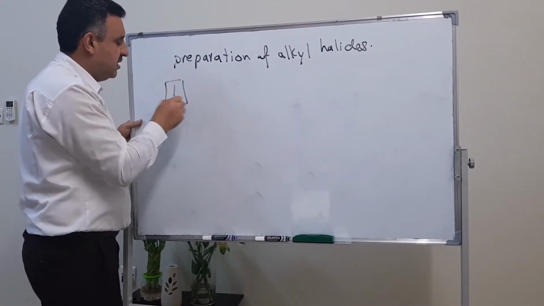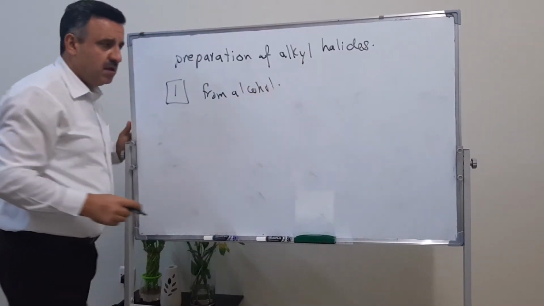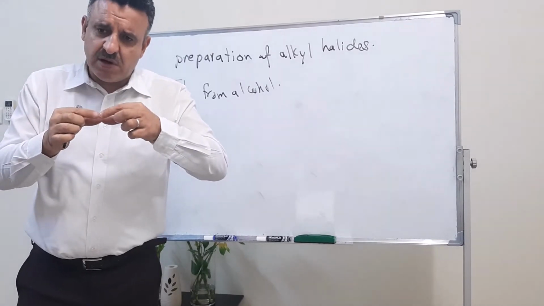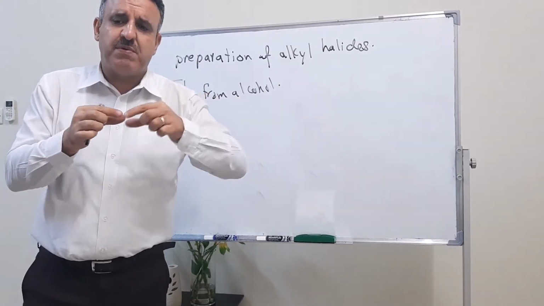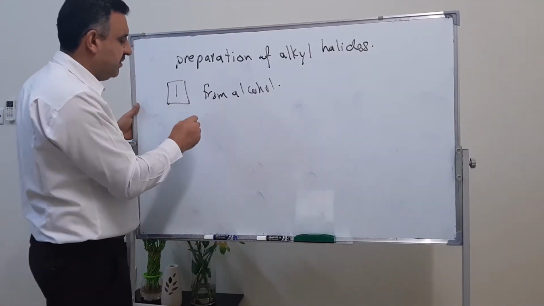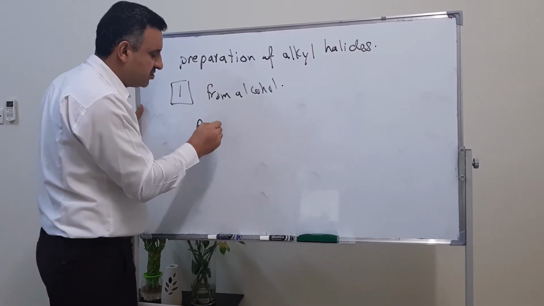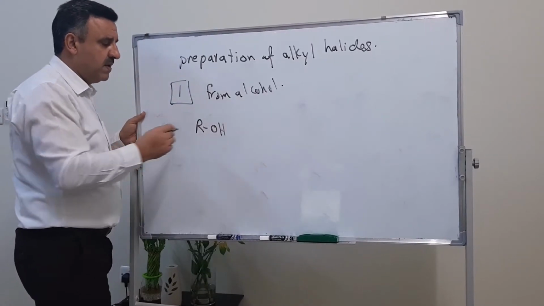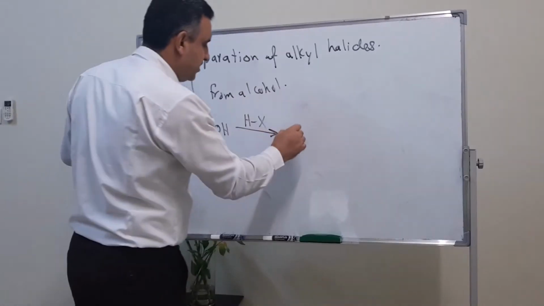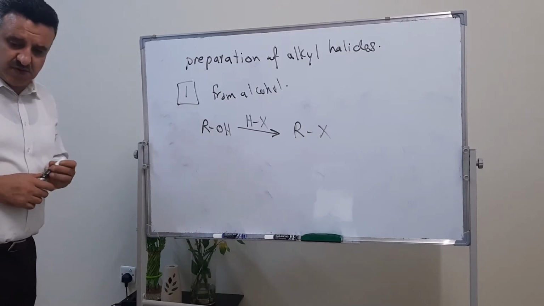The first method is from alcohol. Whenever we have an alcohol, we can simply convert the carbon attached to OH to a carbon attached to the halogen by reacting with a hydrogen halide. For example, if we have ROH, where here we have an alcohol, by reacting with HX we can convert it into the corresponding RX, which is in this case the alkyl halide. Do you follow me?